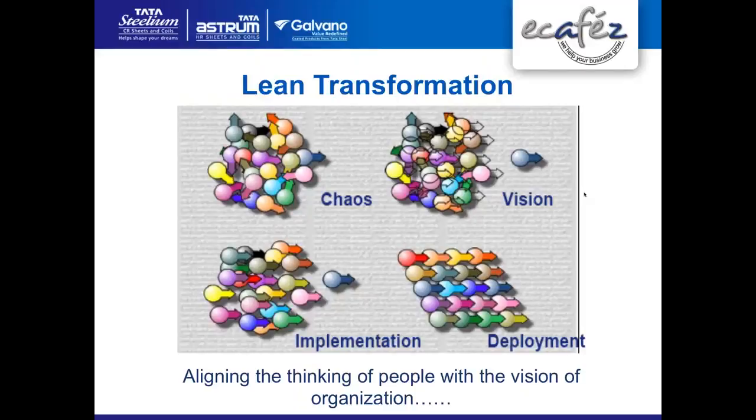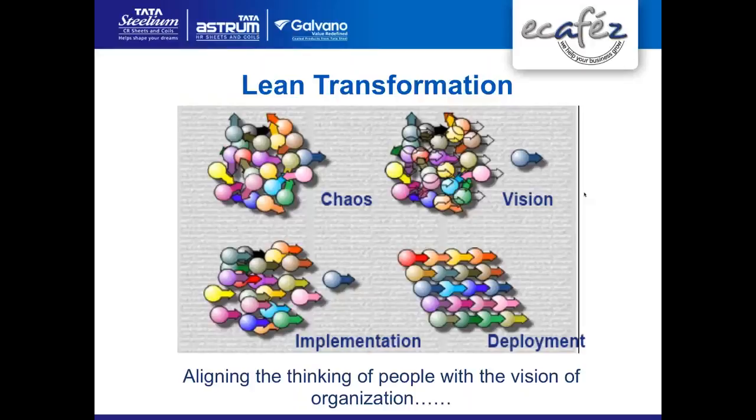So different value streams are there, all working in the same direction with the same effort without any creation of waste. In fact, lean transformation is basically transforming a company, meaning persons, processes and product, from a chaos condition to a well-organized unidirection. So aligning the thinking of the people with the vision of the organization. This is the lean transformation.